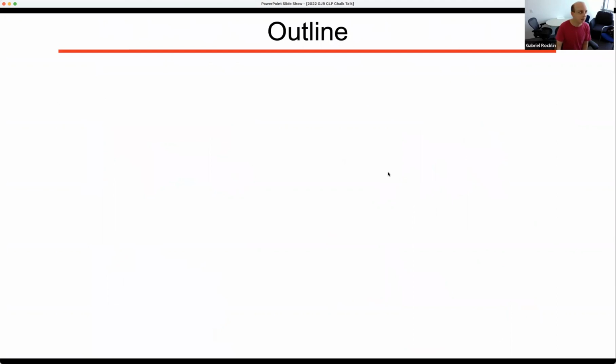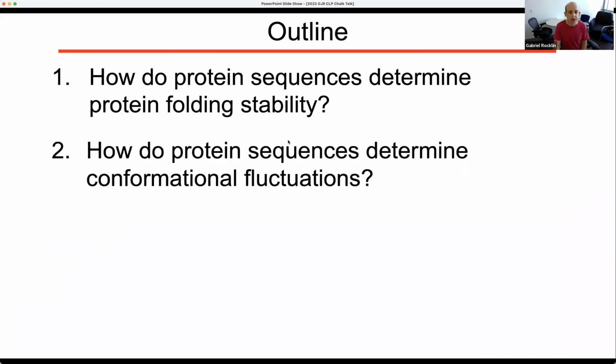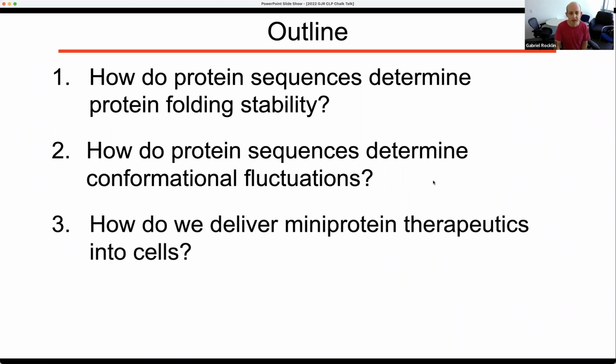So I'm going to talk mostly about two projects, but if there's time, I'll just really quickly touch on a third. The first project I'm going to talk about is our work to understand how a protein sequence determines its folding stability. The second thing I'm going to talk about is how that sequence determines conformational fluctuations within the folded state. And this project is really in the preliminary stage, but I might just touch a little bit on what our strategy is to try to understand how to deliver mini protein therapeutics into the cell cytosol.